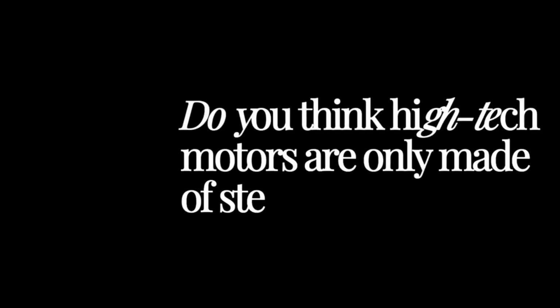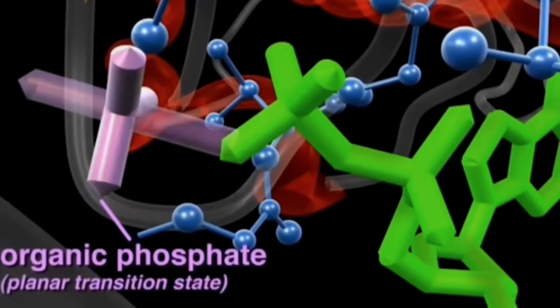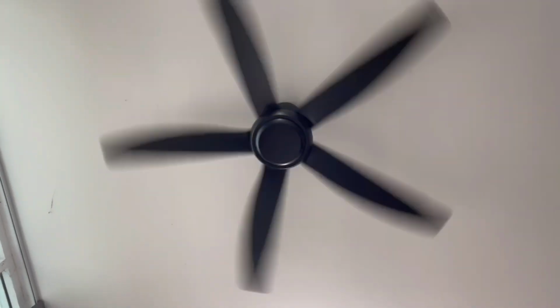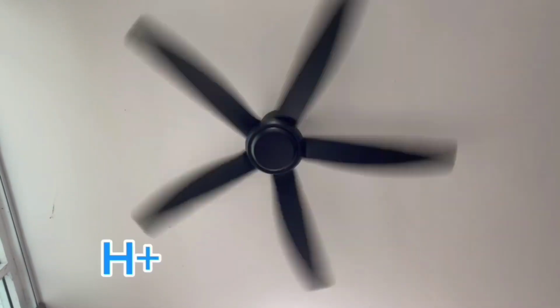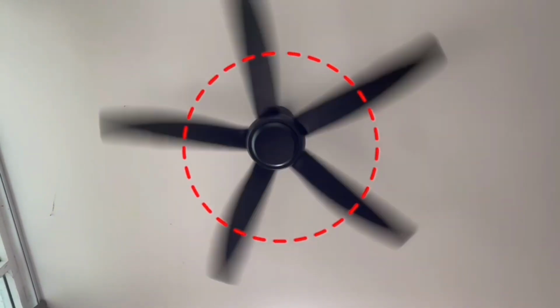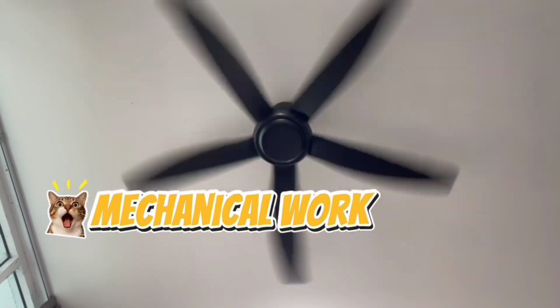Do you think high-tech motors are only made of steel? Meet ATP synthase, the smallest biological rotary motor in the world, and it's inside you right now. In physics, we see rotational dynamics here. When protons, these little H plus ions, flow through the membrane, they create torque, spinning the motor's rotor just like this fan. This spinning shaft performs mechanical work.